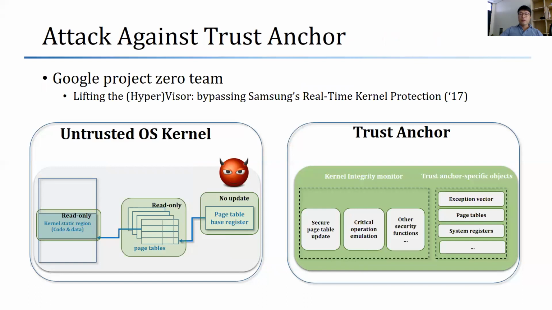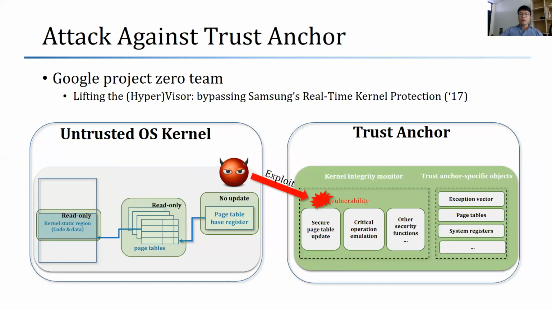Although the trust anchor and its security operations are isolated from the potentially malicious kernel, it is still possible to attack the trust anchor. For example, the Google Project Zero team showed how the hypervisor-based kernel integrity monitor can be compromised.